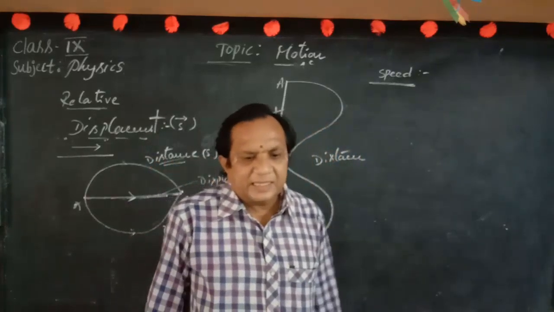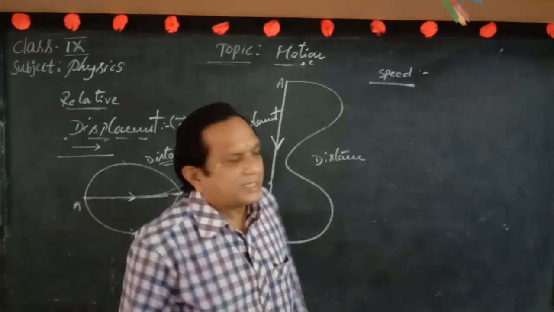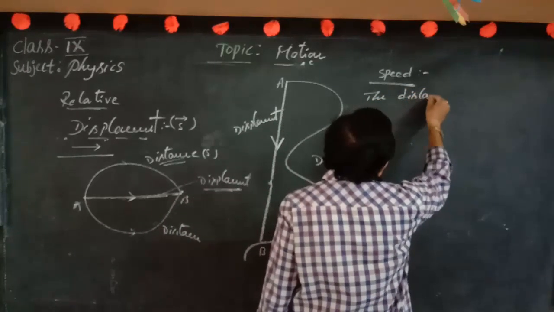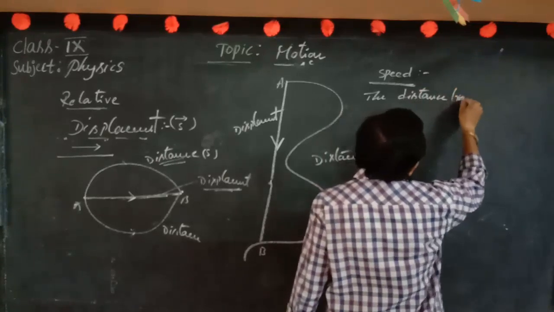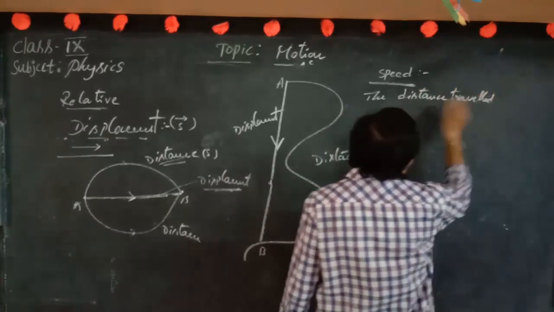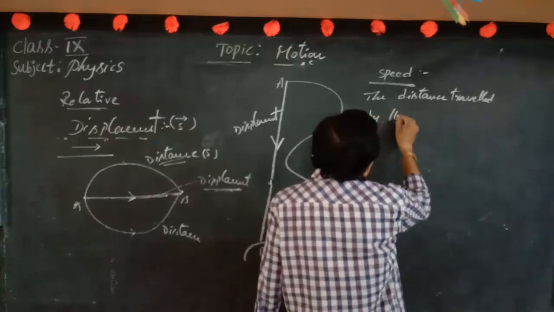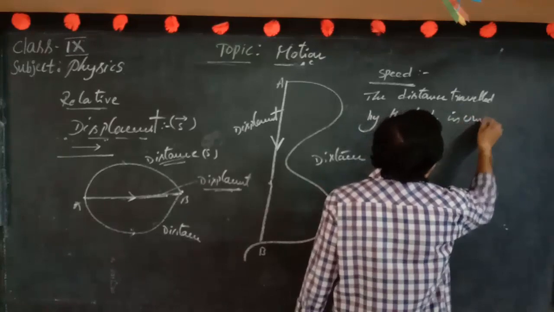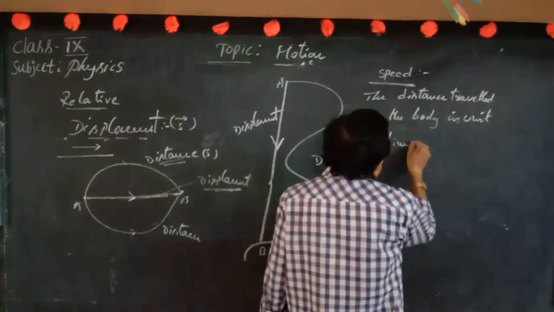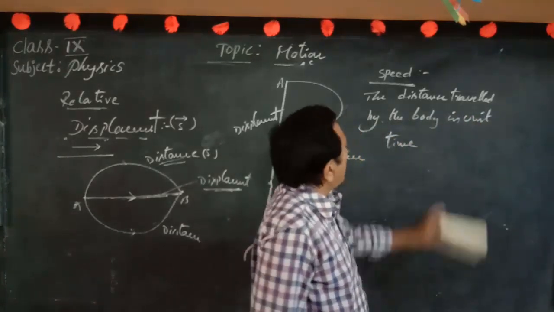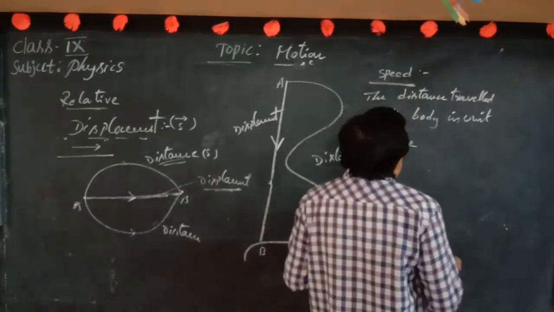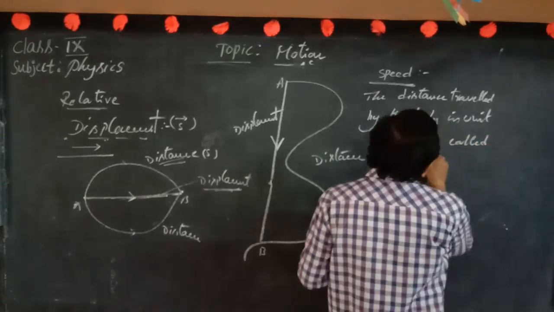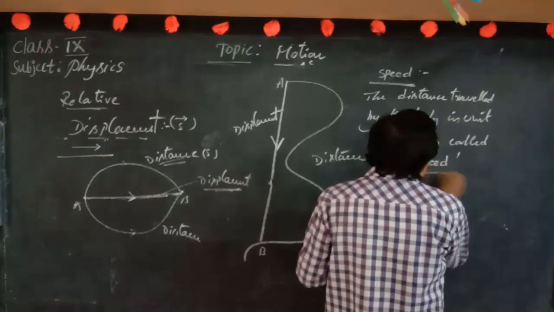Speed means the distance traveled by a body in unit time. What do you say the speed? The distance traveled by the body in unit time is called speed. That's called speed.